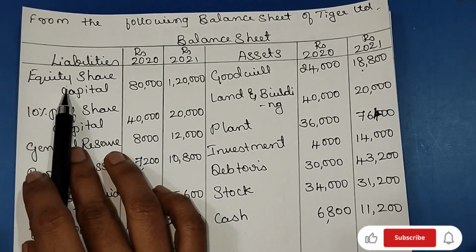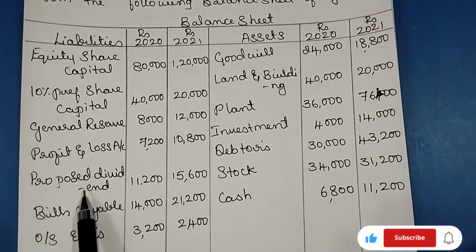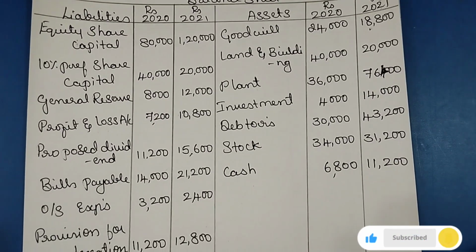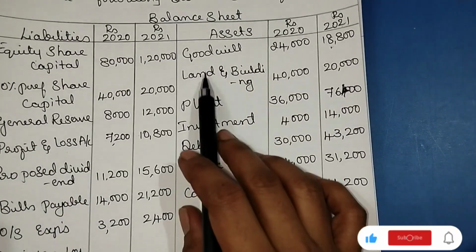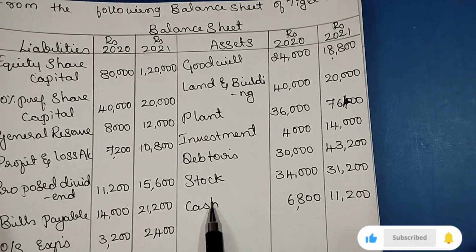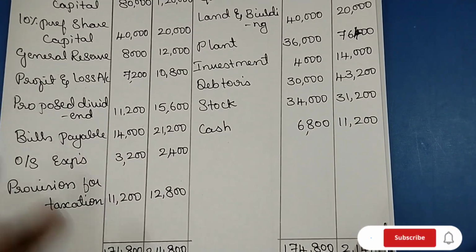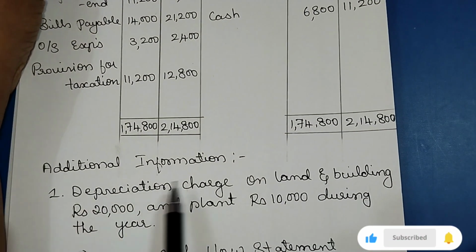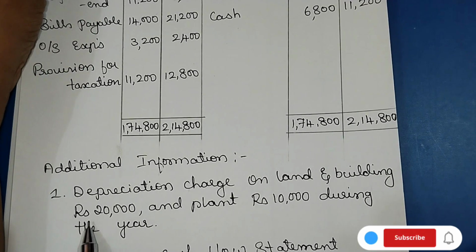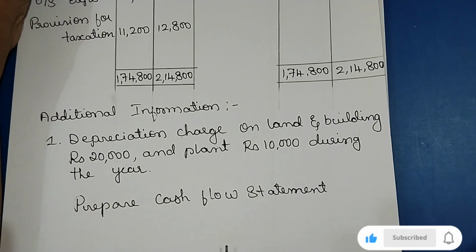The liabilities are equity share capital, 10% preferential capital, general reserve, profit and loss account, proposed dividend, bills payable, outstanding expenses, provision for taxation. Under asset side, goodwill, land and building, plant, investment, debtors, stock, and cash are given. Now we have an additional information also in the question. The additional information is depreciation charge on land and building rupees 20,000 and plant rupees 10,000 during the year. Prepare a cash flow statement.